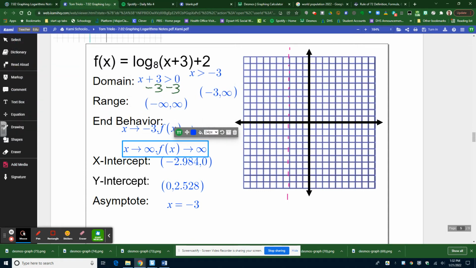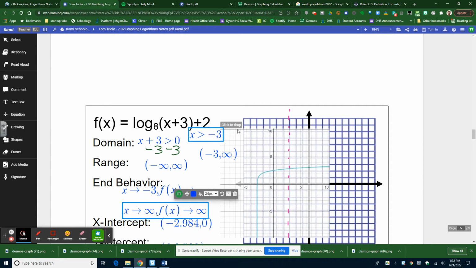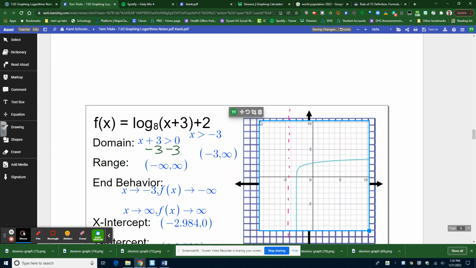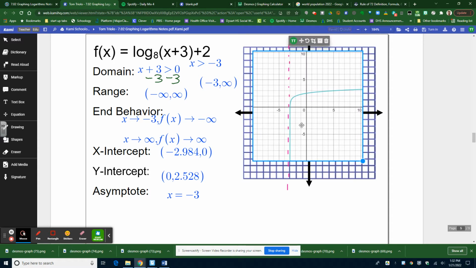Where's my graph? Okay, so if you're not off the top of your graph page, just move down and then grab it, slide it over, drop it down. I'm going to try to put my asymptote on there as close as I can. Look at that. That looks pretty. I'll leave it like that.